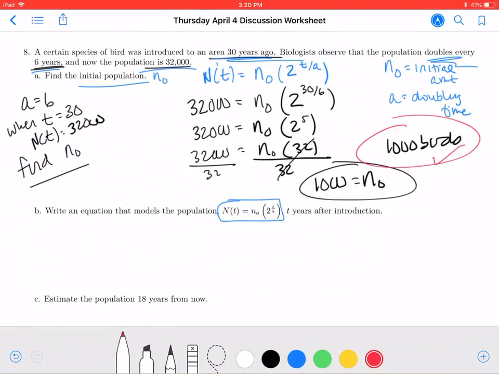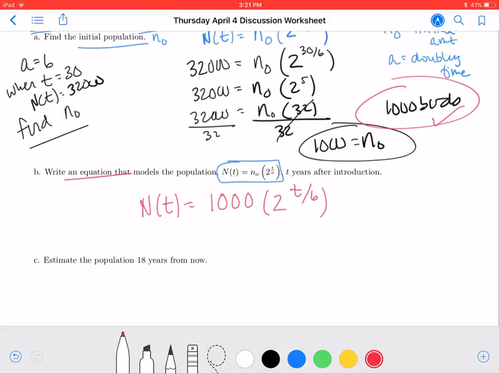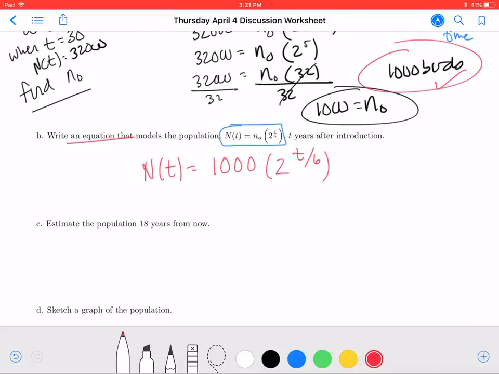All right, so my equation that models this population, all I have to do is fill in my initial amount and my doubling time, which is 6, every 6 years. So I leave t and N of t alone, leave them as variables because I want to be able to plug in anything for t and get out the population at that time.